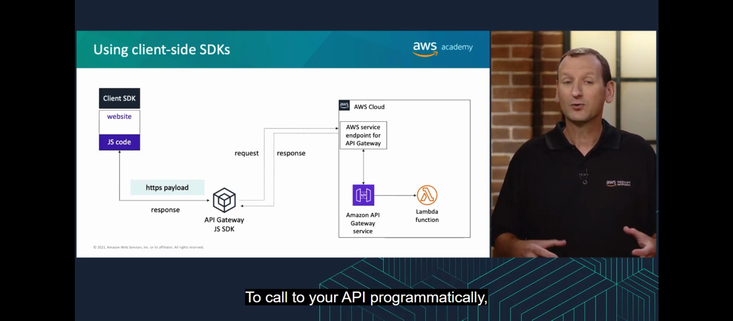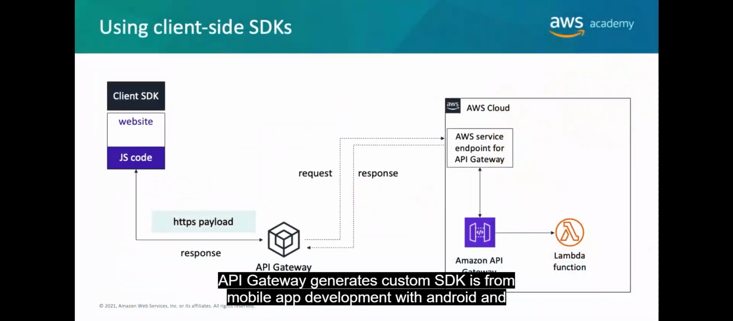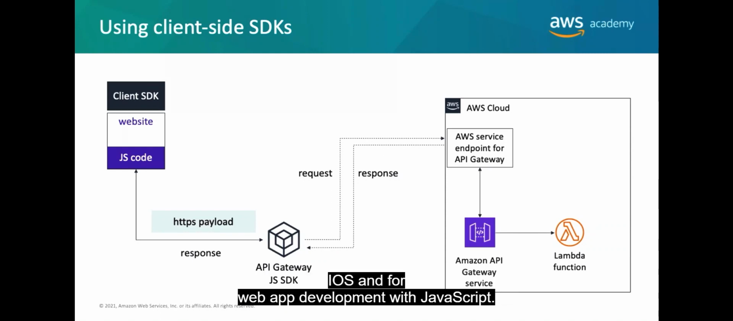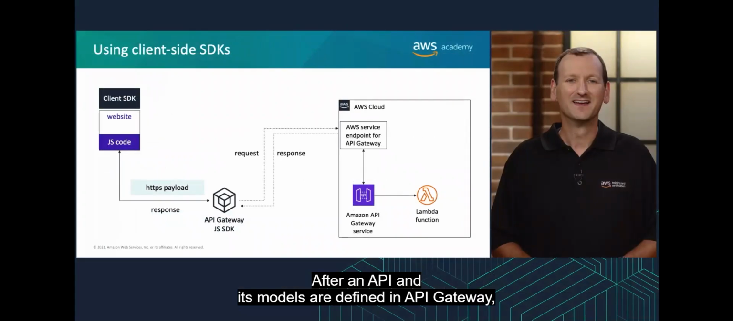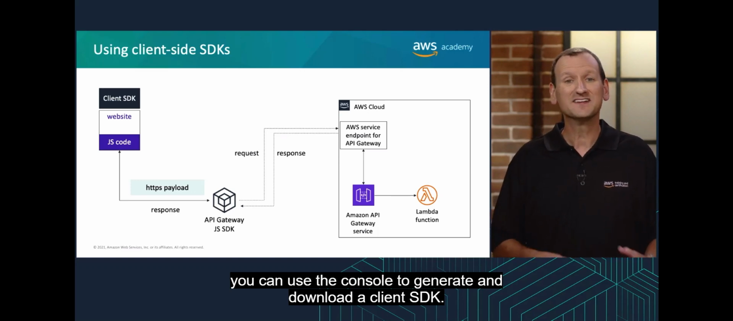To call your API programmatically, you must generate a platform or language-specific SDK for it. API Gateway generates custom SDKs for mobile app development with Android and iOS, and for web app development with JavaScript. API Gateway also supports generating SDKs for Ruby and Java. After an API and its models are defined in API Gateway, you can use the console to generate and download a client SDK.